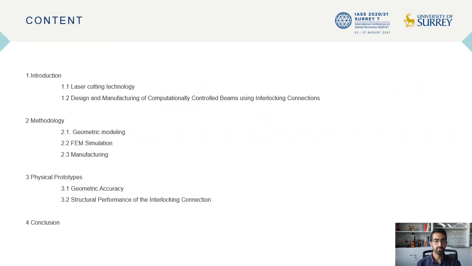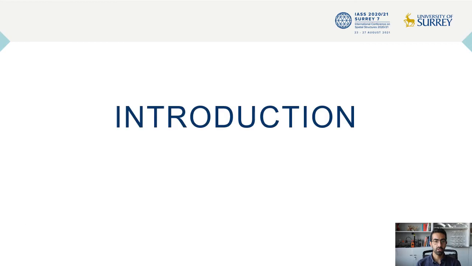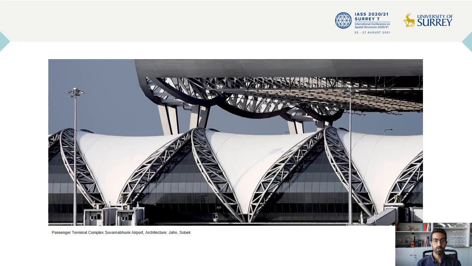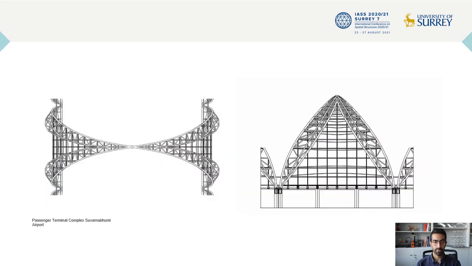The content of this presentation is as follows. I will start with a short introduction. In the contemporary construction, the geometries of the buildings are highly optimized to have a high structural performance. For instance, in the complex Bangkok airport, the manufacturing process of the curved beam supporting a metal-clad seam roof is still a challenging process.